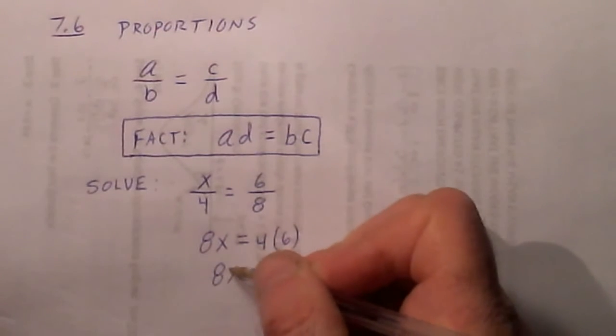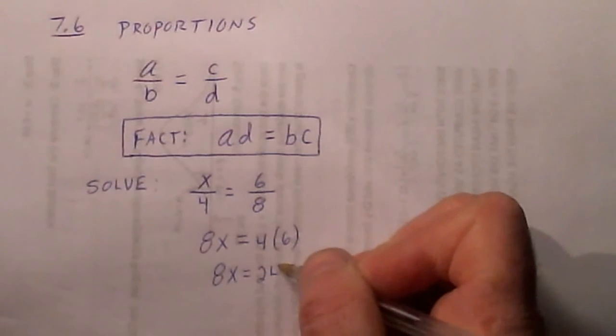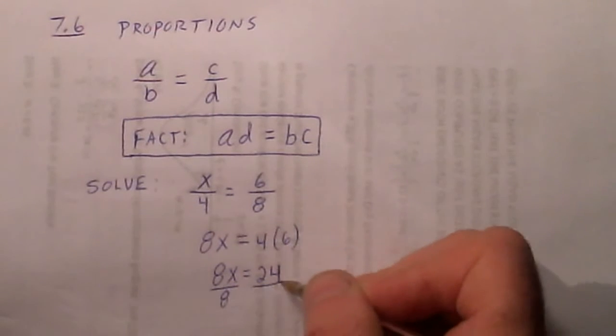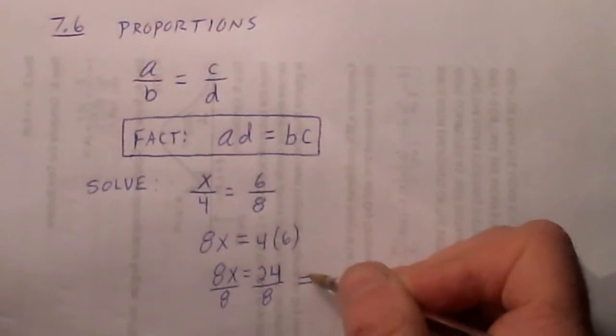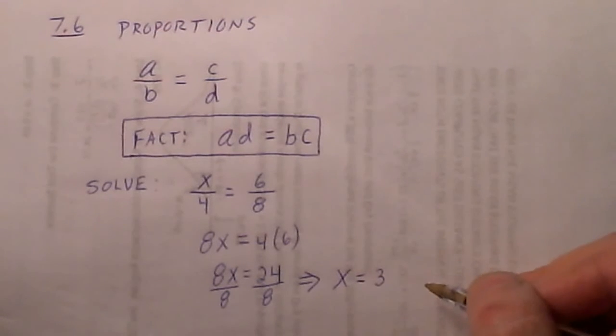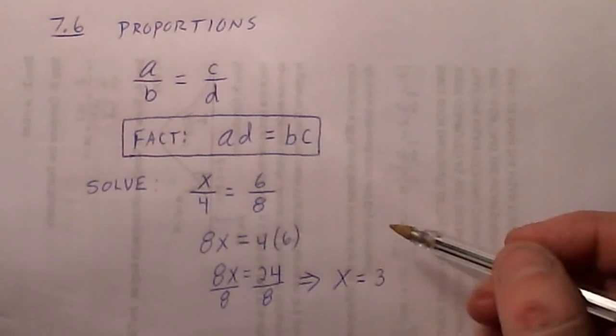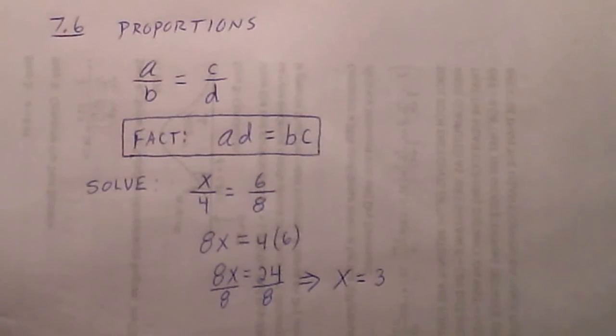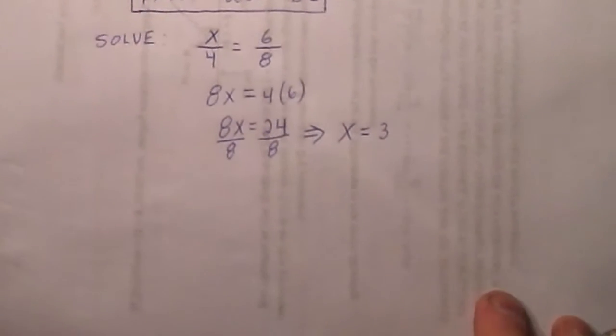Hence, we have 8x is equal to 24, and now it's just a matter of solving this simple equation for x. Divide both sides by 8, and therefore we walk out with a value of 3 for x, and we have solved this proportion successfully here. All right, let's try another one here.